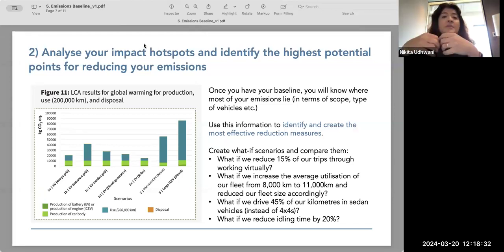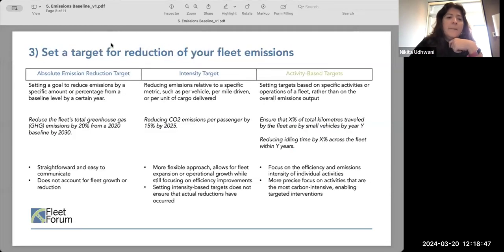But when you run these types of scenarios, you can get some insight into how much you could potentially reduce your fleet emissions. And that's an important insight to have because that will then feed into your target setting. So let's take a look at that. This is something I would like to share with you today as well.